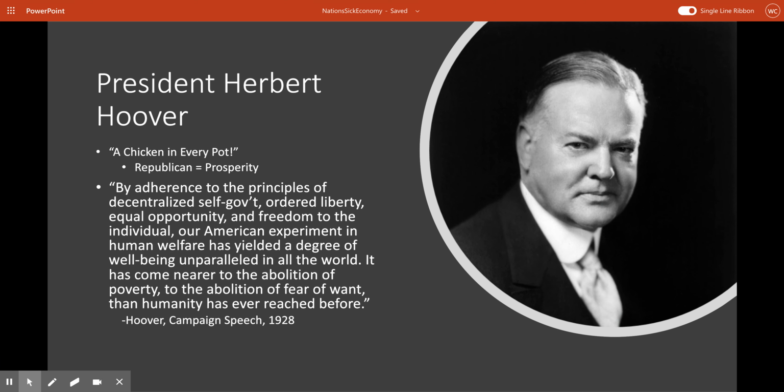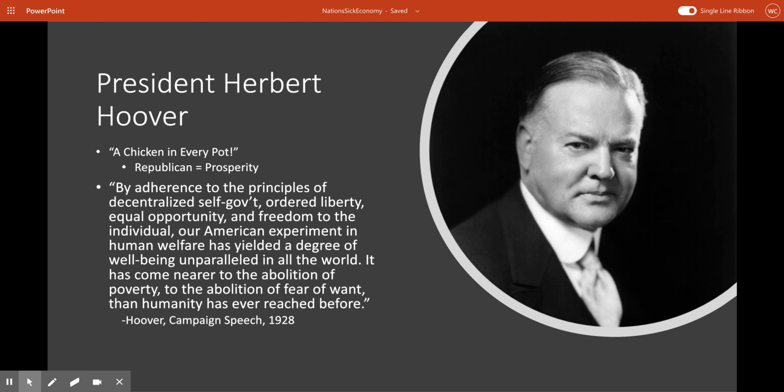Basically, the idea was that if you continued electing Republicans as they had throughout the 1920s, that the nation is going to continue to be prosperous. Now, listen to this little snippet from one of his campaign speeches. It says, by adherence to the principles of decentralized government, ordered liberty, equal opportunity, and freedom to the individual, our American experiment in human welfare has yielded a degree of well-being unparalleled in all the world.